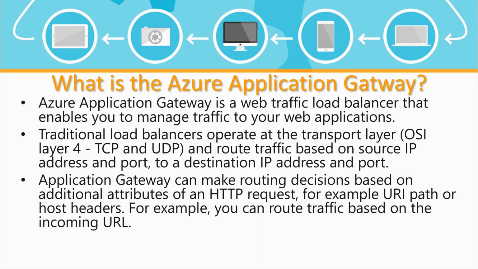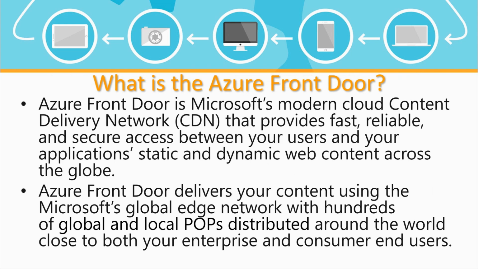Whereas a traditional load balancer is just going to make decisions on source IP, destination, and port, the App Gateway can make decisions based on the actual DNS name that was typed in. So what is Azure Front Door?